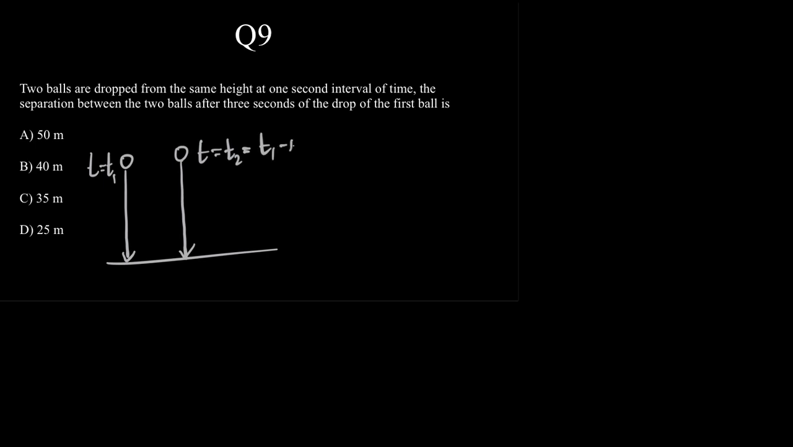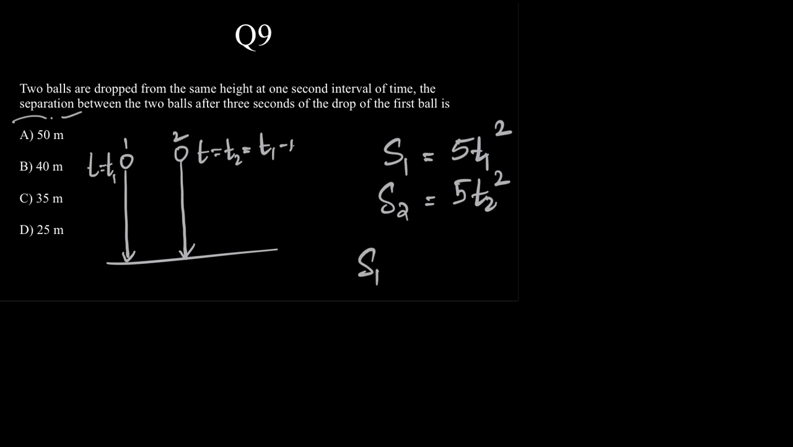Now, the separation between the balls. So again, what's been asked is displacement. So let us write the equation. So what would be S1? S1 would be 5 t1 square. What would be S2? I consider this as ball 1 and ball 2. So S2 would be 5 t2 square. Now, what is S1 minus S2? S1 minus S2 is 5 t1 square minus 5 t2 square.